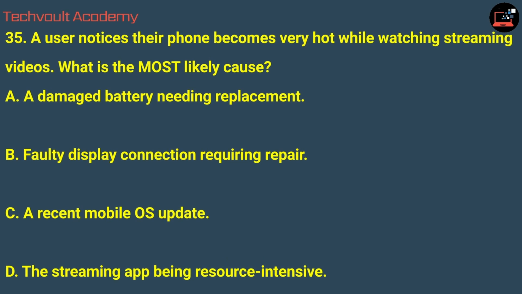35. A user notices their phone becomes very hot while watching streaming videos. What is the most likely cause? A. A damaged battery needing replacement. B. Faulty display connection requiring repair. C. A recent mobile OS update. D. The streaming app being resource intensive.